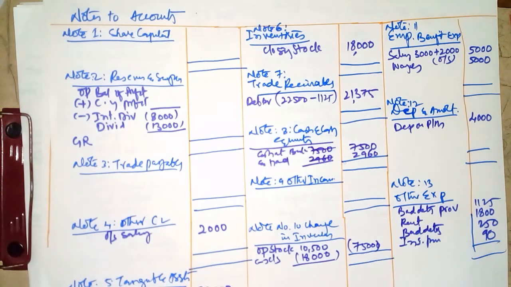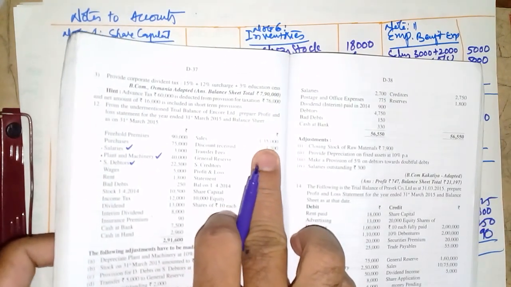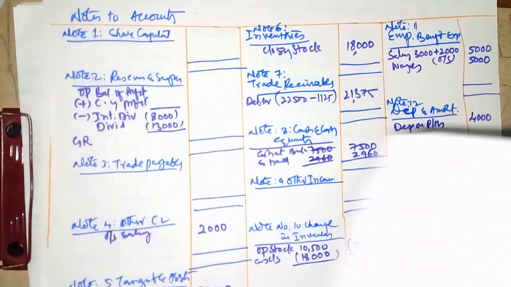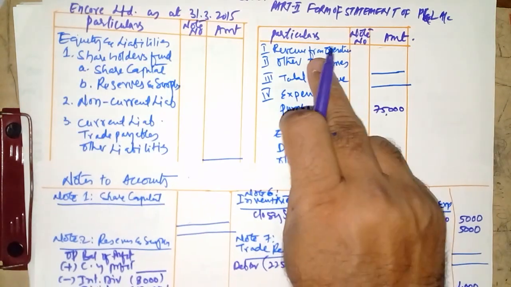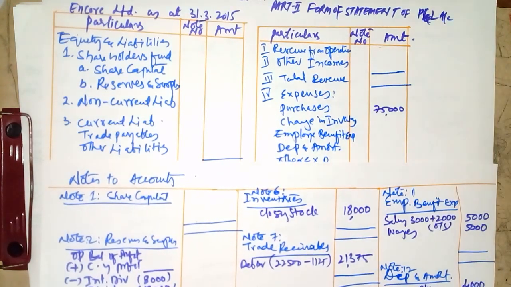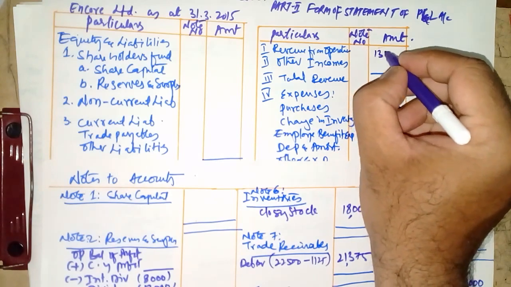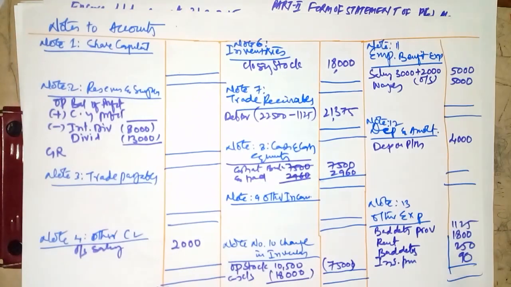Then we have sales. Sales will be written directly. For that we did not prepare any note because we have only one item. So under revenue from operations we will write sales. The value of sales is 1,35,000, right?